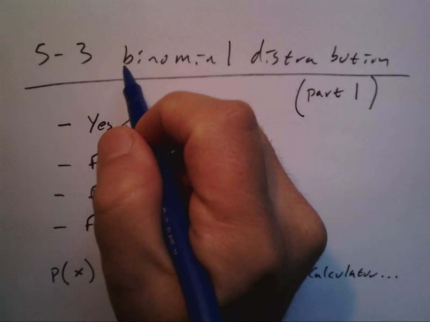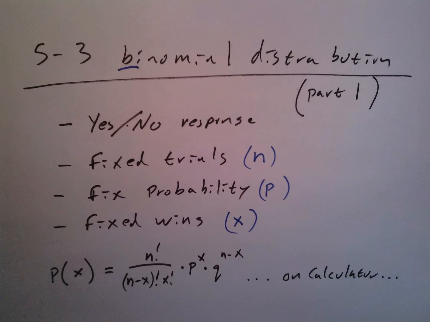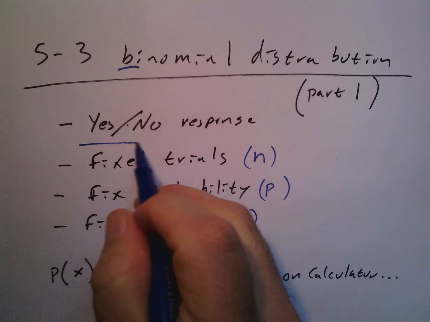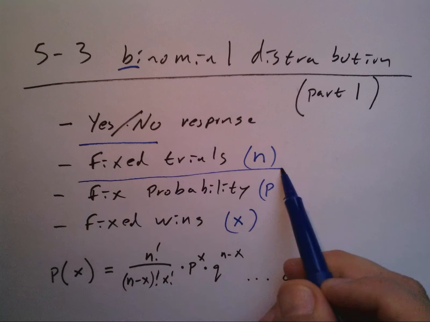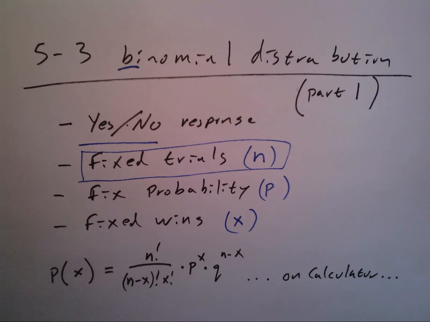So for a binomial, and I underlined the prefix bi because there's two, there's a yes success or no not a success response only. Think flipping a coin. Think polling people on whether they are supporting this candidate or not. There are a fixed number of trials, and most of the things we look at are going to have a fixed number of trials, but that's important for binomial.